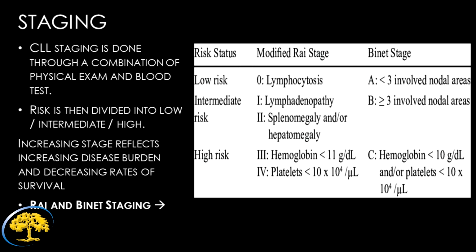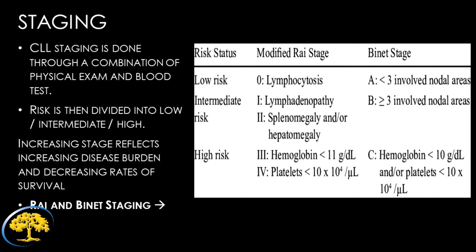But when the person has increased white blood cells, they have the presence of lymphadenopathy, an enlarged spleen, an enlarged liver, and then we start to see lowering blood counts like red blood cells and lower platelets. The more of these findings that accumulate, the increased risk and the higher the stage.